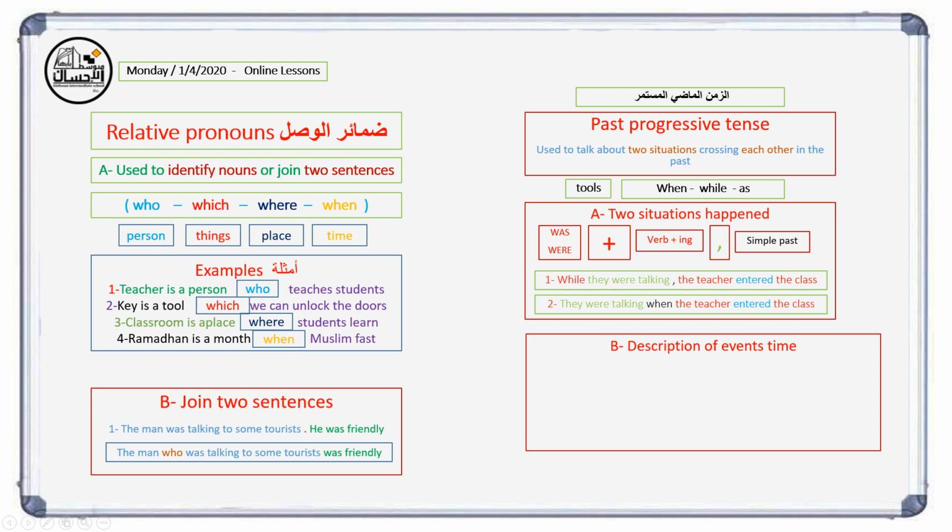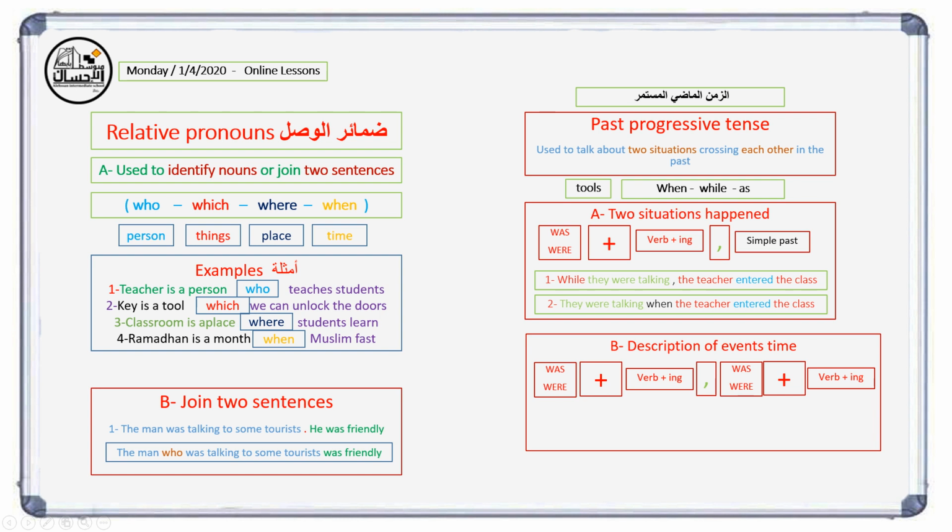So actually, both of those situations happened at the same time in the past. So look at this. Was, were, with the verb with the ing, and this is here the rule with the verb with the ing. The second situation also uses was, were with the verb plus ing, because they happened in the past at the same time.